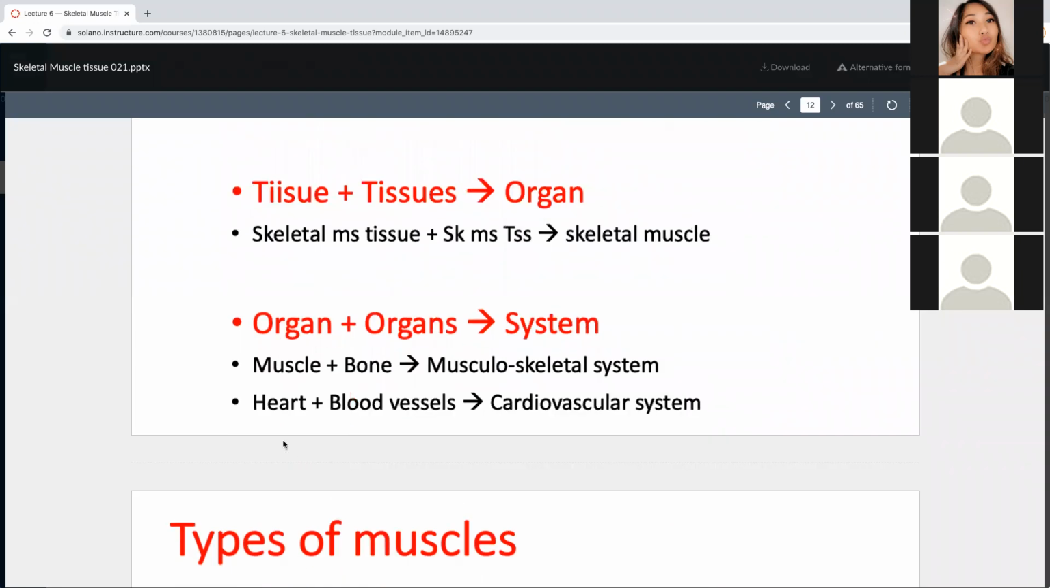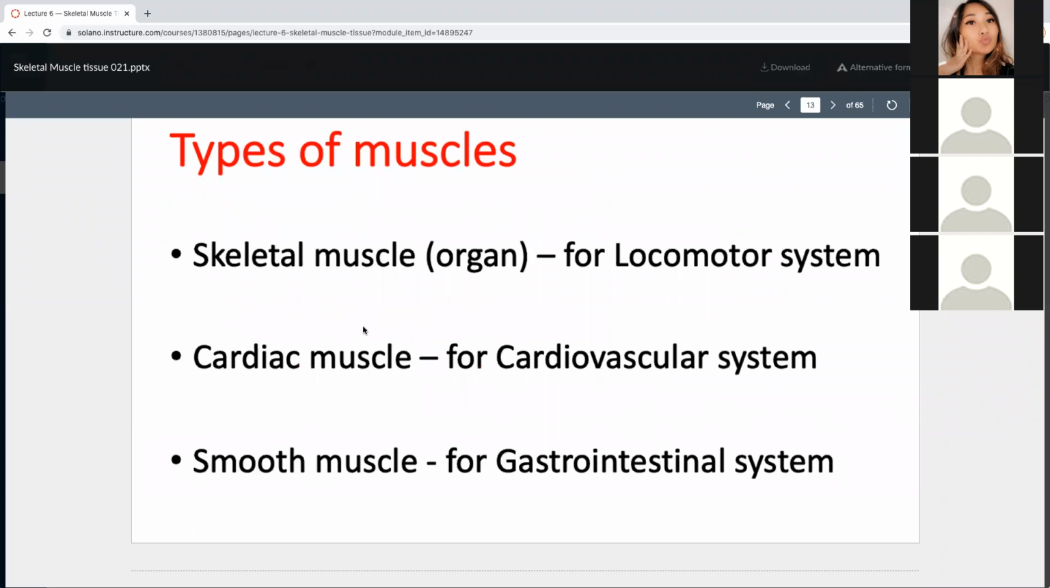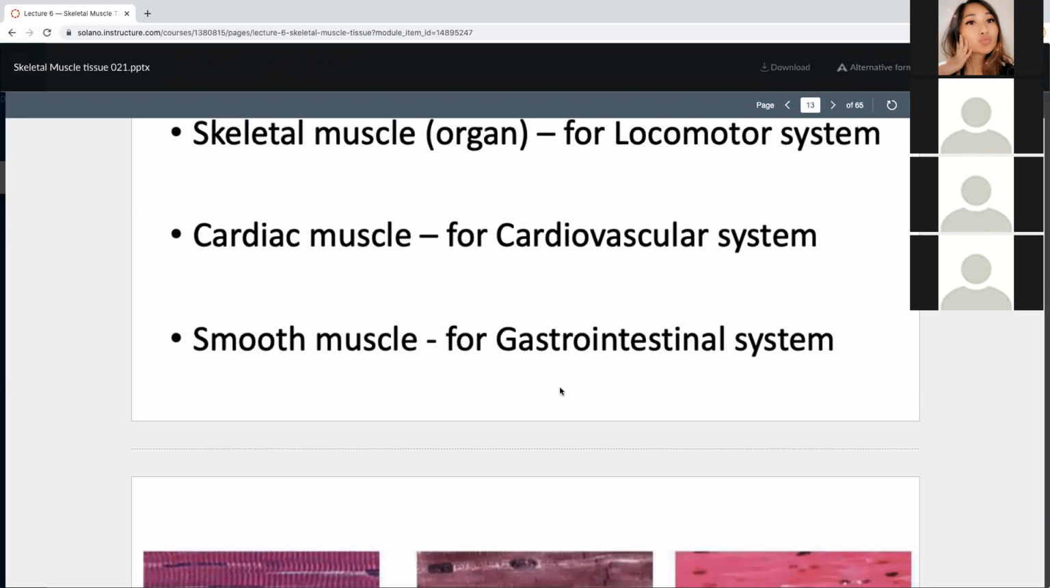And we have talked about heart and blood vessels already. The heart is an organ. The blood vessels are organs. The combination of heart and blood vessels creates the cardiovascular system. And types of muscles is too frequent for you guys now, it's a bit boring. Skeletal muscle, cardiac muscle, and smooth muscle. We haven't talked about smooth muscle yet, but we have talked about skeletal muscle and cardiac muscles already.